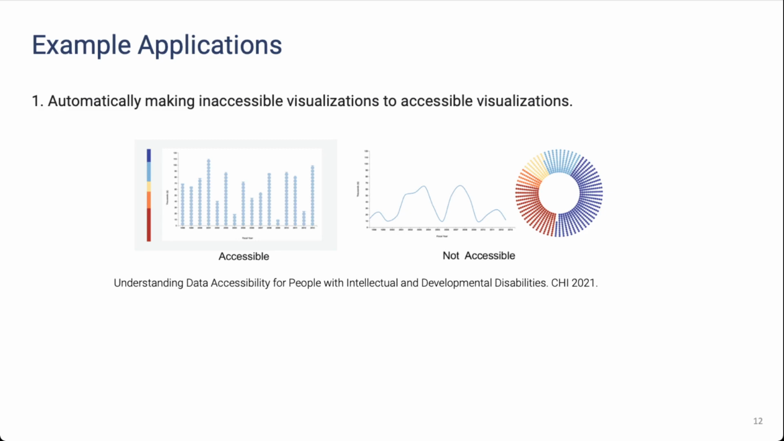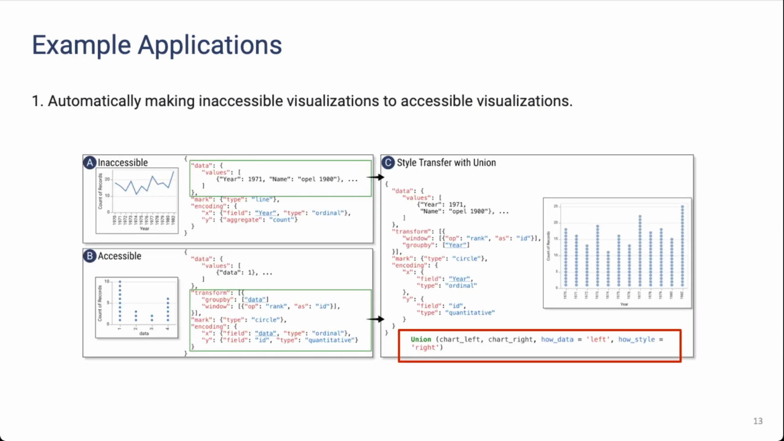And more importantly, we present multiple applications for visualization processing and analysis. First, we discuss how to make inaccessible visualizations accessible. A recent work in last year's CHI conference has shown that our commonly used bar charts are not accessible for people with intellectual disabilities, whereas the dot-based chart is more accessible. However, creating the dot-based chart is very challenging since it's not a common chart and not well supported in many visualization software. Our method can automatically make this change using a Boolean operation. As highlighted in the red rectangle, the code simply says to take the data from the first chart and the encoding from the second chart to create a final chart, which is the accessible version of the initial chart.